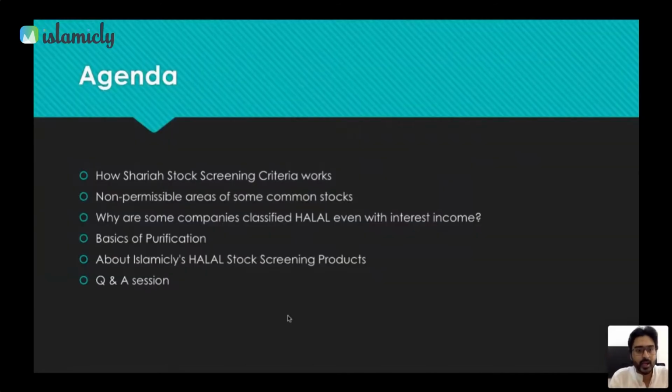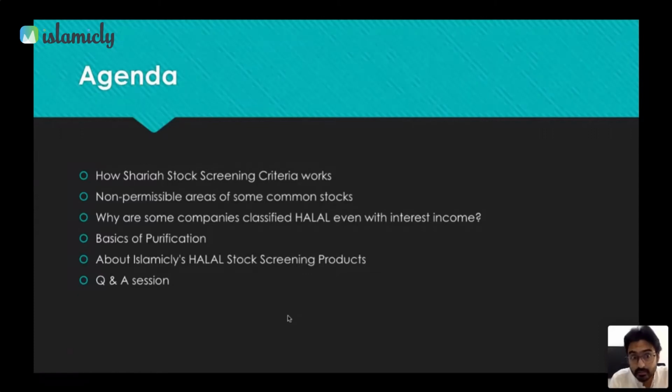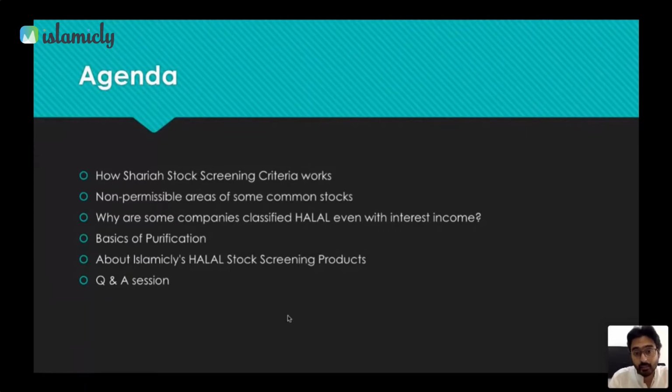Let's get on. So the agenda is going to be how Sharia stock screening criteria works, what are the non-permissible areas of some common stocks, why are some companies classified halal even with interest income, the basics of purification, and then we will give you a small demo of the Islamicly products as to how Islamicly can help you in figuring out which stocks are Sharia compliant and which are not, followed by the question and answer session.